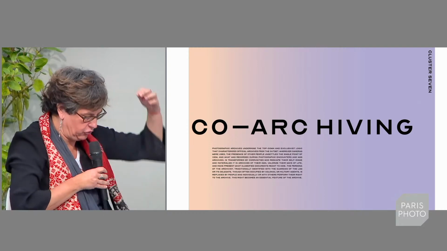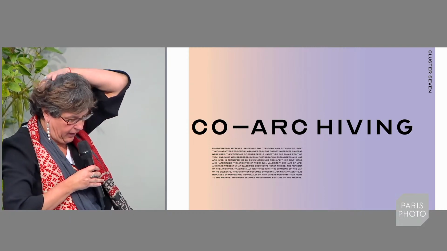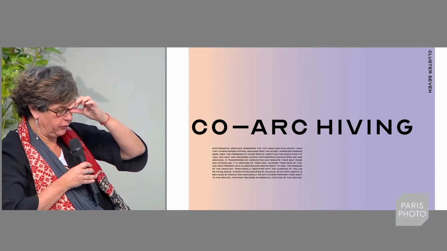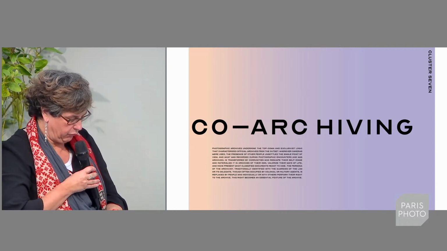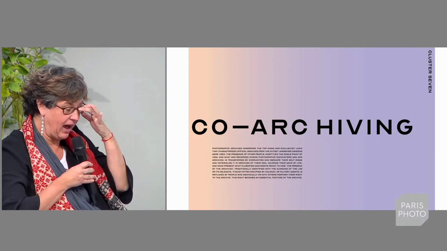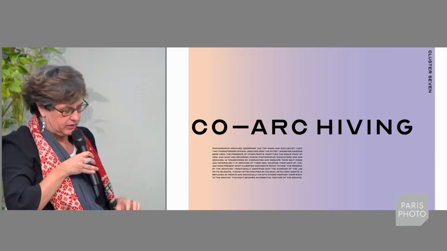So we're going to move almost to the end of the book with a third cluster, which is co-archiving. And Susan has selected two cases. The chapter explores how communities reshape their self-image and identity by bringing together or appropriating an archive of their own. So, Susan, the first case is your case.